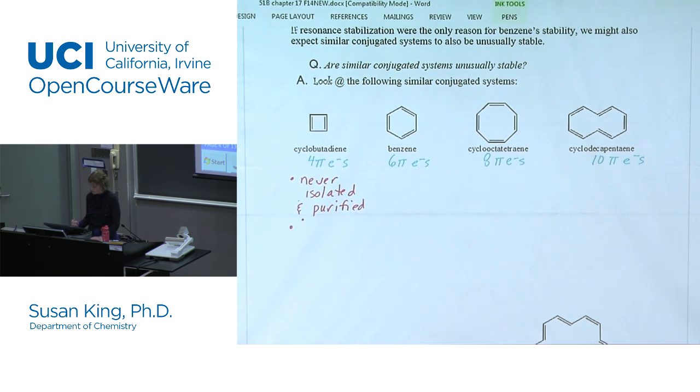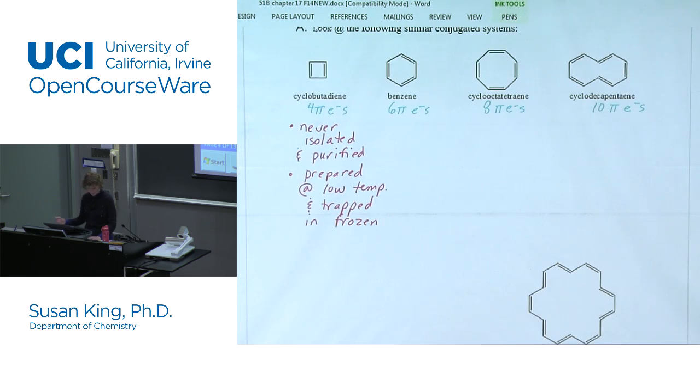The only way we can actually know that we can make cyclobutadiene is that it's prepared at extremely low temperature and trapped in frozen argon. That's what you do when you want to make really unreactive molecules that you can't see at room temperature. You trap them in frozen argon. Sounds horrible, doesn't it?